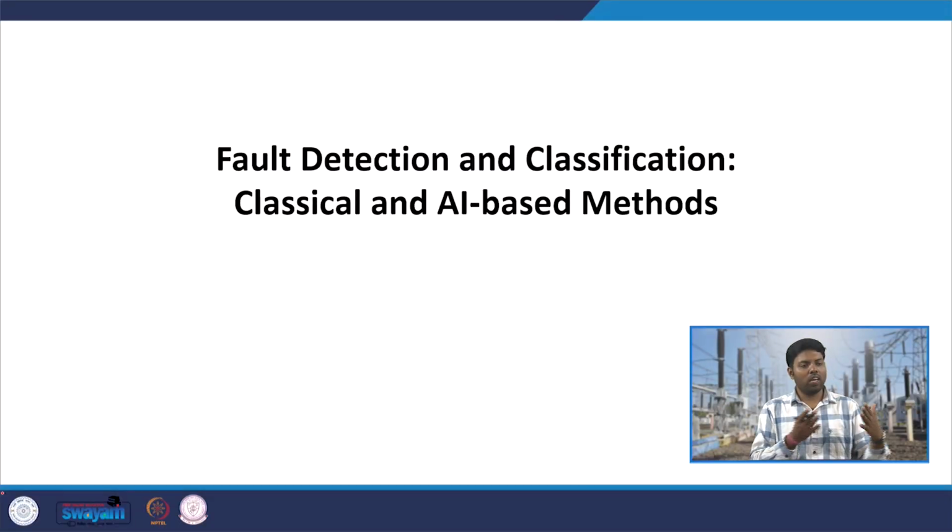So, in the last class we have seen what is the impact of the DERs on the fault current levels or on the operation of the relays. So, today we will see how we can detect the fault currents. There are a few classical and also AI based methods. So, what are those methods?